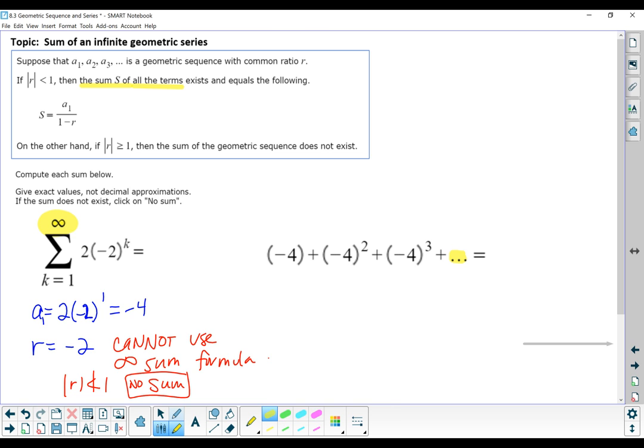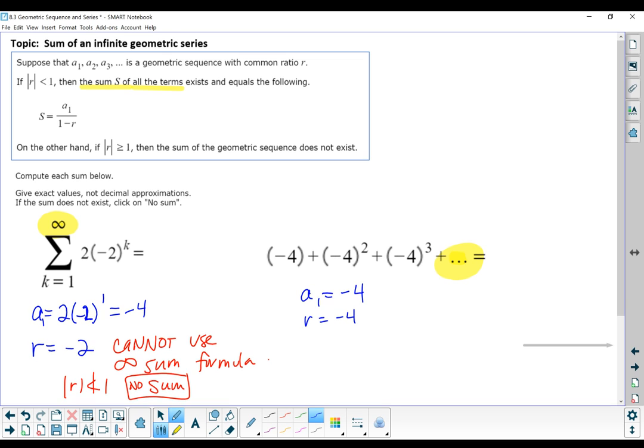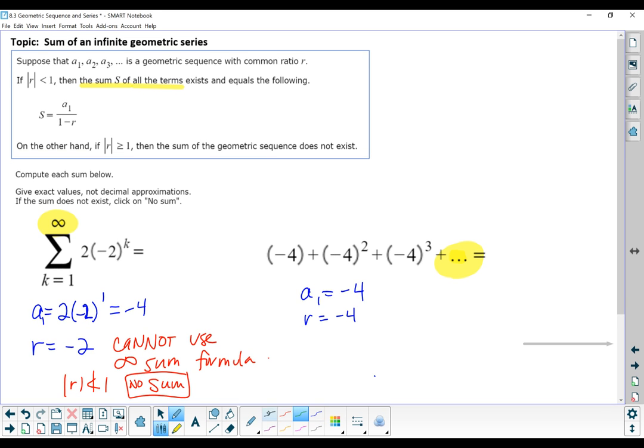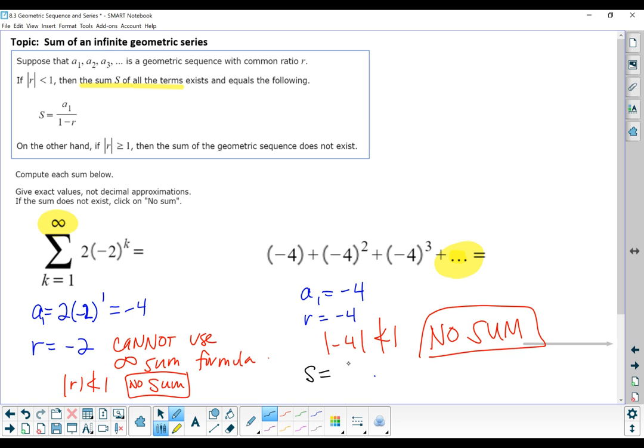And then on this one, again, it's infinite because the dot, dot, dot right there tells us that we have an infinite number of terms. So our first term is negative 4. Our common ratio is also negative 4. The absolute value of negative 4 is not less than 1, so there is no sum here. So just be really careful that you only apply the formula in cases where you can apply the formula, because you can absolutely fill in these numbers, negative 4 over 1 minus negative 4, but that's not actually going to give you a correct sum.